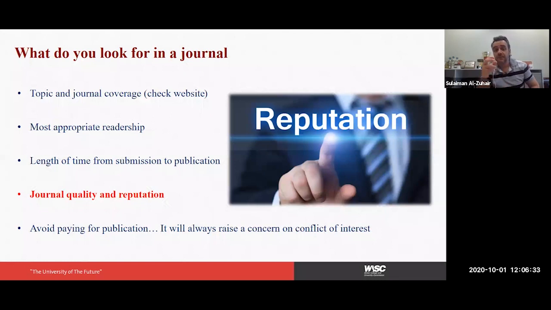The reputation of the journal in the field, is it one of those which is well known? And basically the reputation of the editors plays a major part here. Avoid paying for publication, because it always raises concern and conflict of interest.